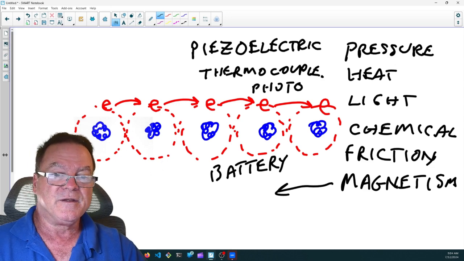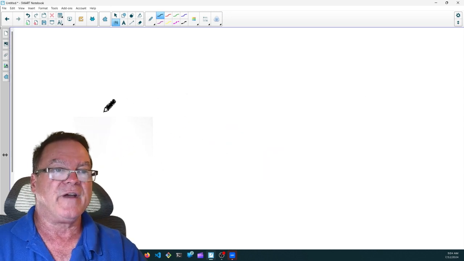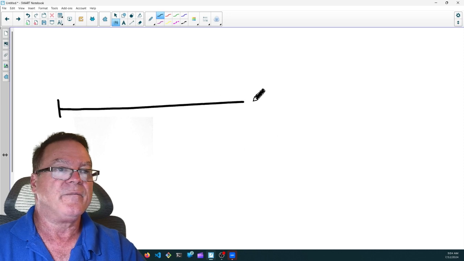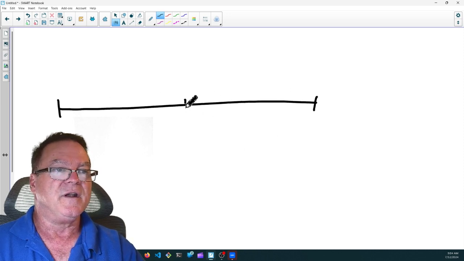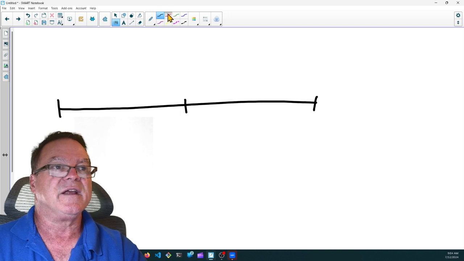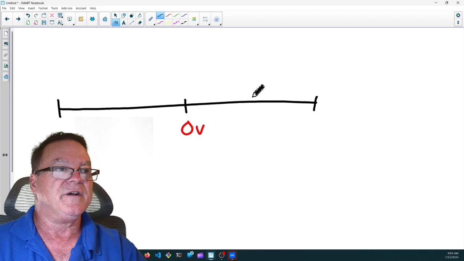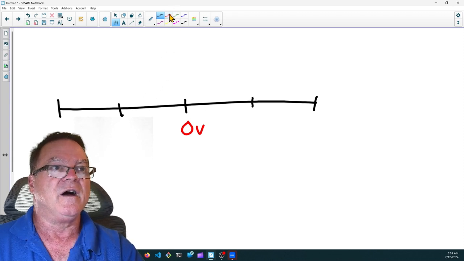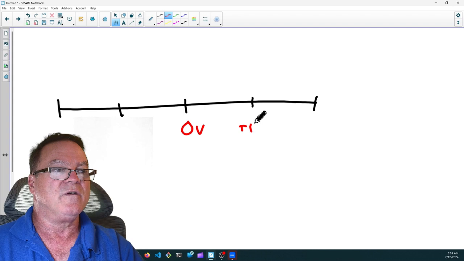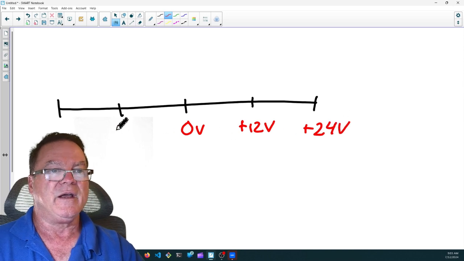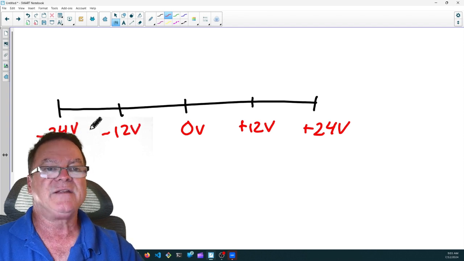So before I was talking about the fact that we have, this is a number line, and let's say that here in the middle is 0 volts, and let's say over here I have positive 12 volts and positive 24 volts, and let's say that this is negative 12 volts and negative 24 volts.